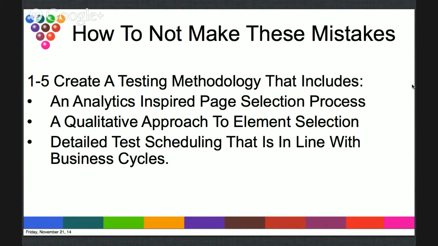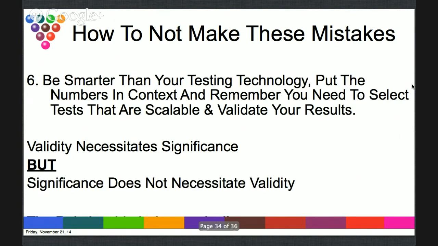But here's how you can avoid these mistakes. For 1 to 5, here's what you have to do. Create a testing methodology that includes, 1, an analytics-inspired page selection process, and also a prioritization scale. That one's for the people who are still here. 2, a qualitative approach to element selection, so what you'll be testing. And 3, detailed test scheduling that is in line with your sales cycle. If you do those things, those top 5 mistakes that I just listed, you're going to avoid.